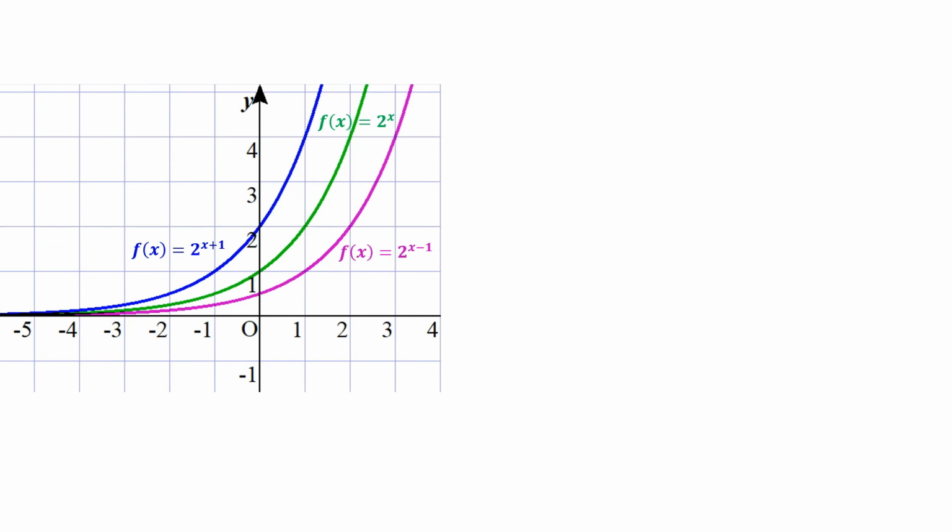These are the graphs of the three functions in example 6. The green is, of course, for our f of x equals 2 to the x. The blue is when the value of c is negative 1. And the purple is when the value of c is positive 1. When it is negative 1, it is to the left of 2 to the x, or when c is 0. And if it is positive 1, it is to the right of c equals 0.